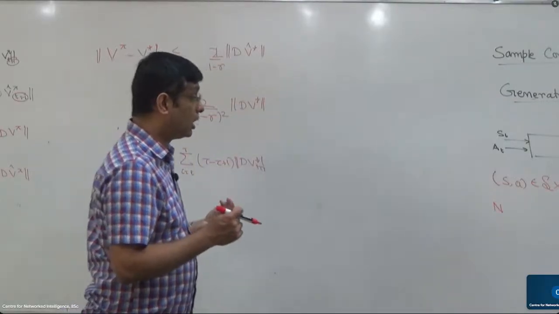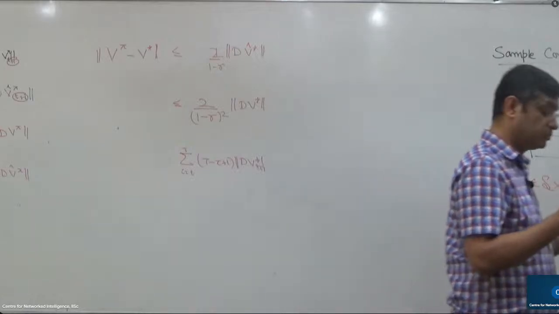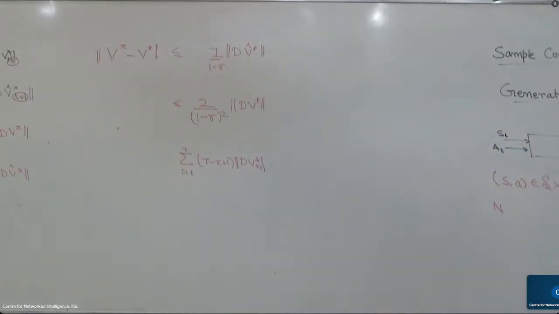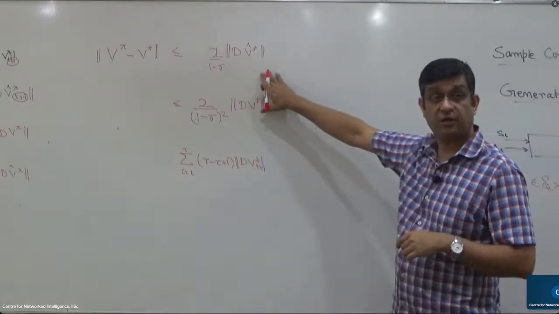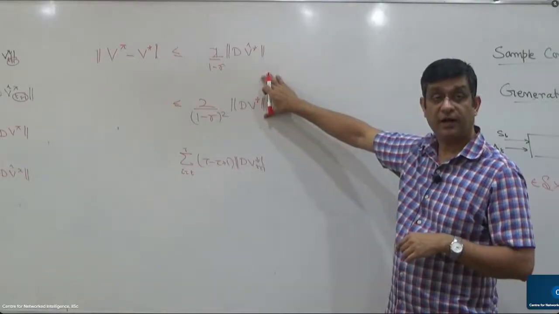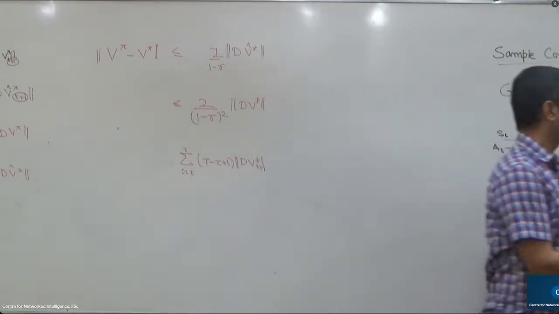So, for simplicity, I'm going to assume that my cost is known, so I only have to learn the model. The cost function was known, just to give the flavor of the type of analysis that we have to do here. Notice that I'm going to use this error bound, and the error bound will depend on dV star.